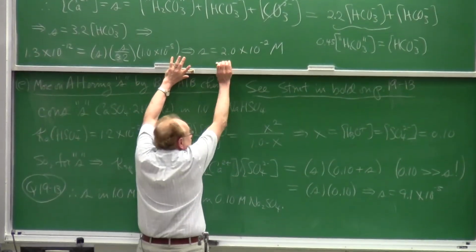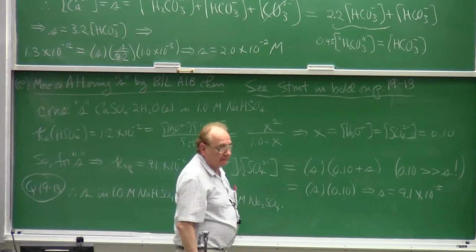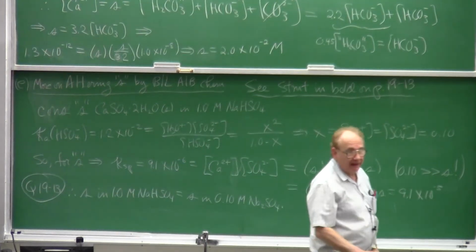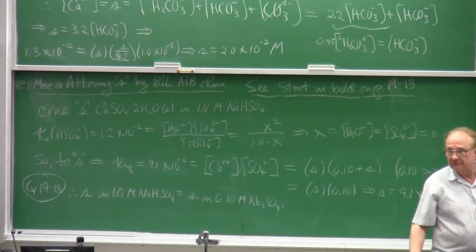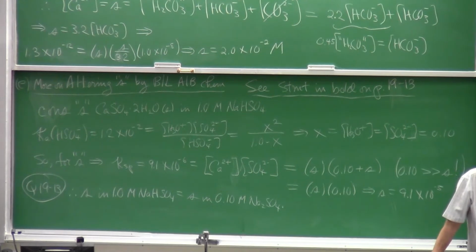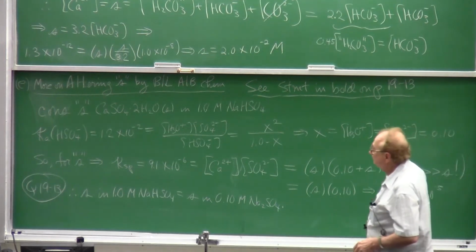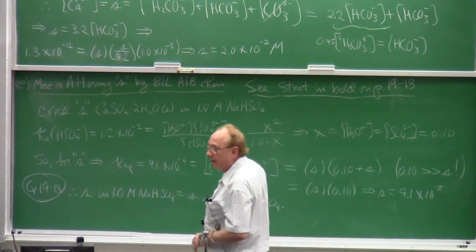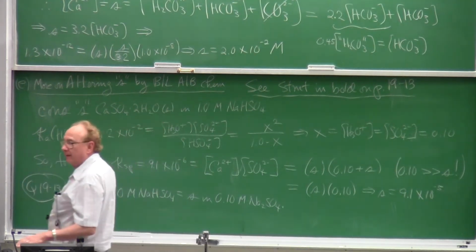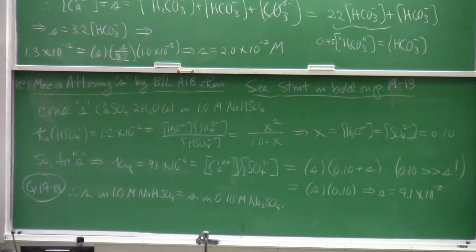I hope that clears up any lack of clarity which I may have made as part of this presentation yesterday. So we go to E, the last topic that you see in chapter 19. It should read, more on altering S by Bronsted-Lowry acid-base chemistry.